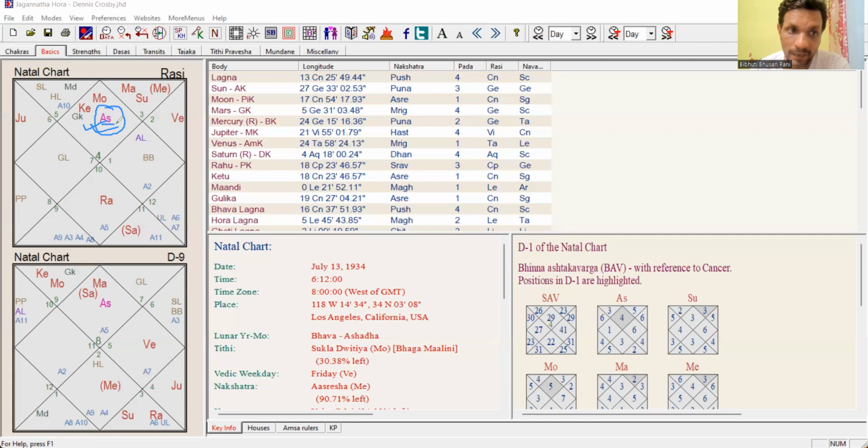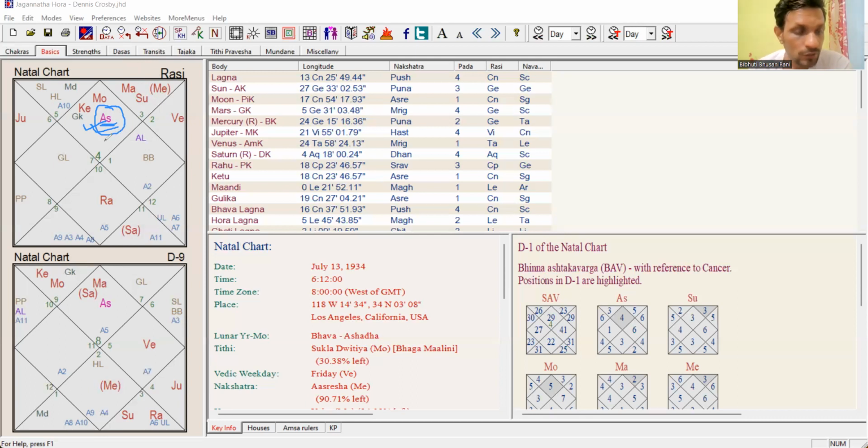Because of the lagna, the results are going to be different. If someone has Cancer lagna, the result will be different from someone having Leo lagna or Gemini lagna. So lagna is very important. The first thing, we must know the lagna and planets in lagna.